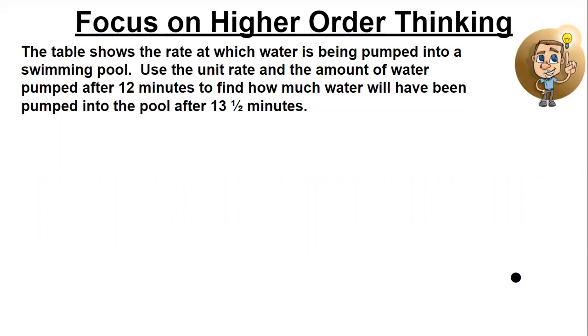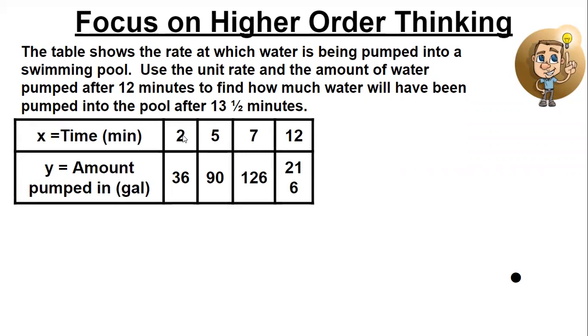Okay, the table shows the rate at which water is being pumped into a swimming pool. Use the unit rate and the amount of water pumped after 12 minutes to find how much water will have been pumped into the pool after 13.5 minutes. Let's bring up that table. There's our table. At 2 minutes, the amount pumped in is 36 gallons. At 5 minutes, 90 gallons is pumped into the pool. At 7 minutes, 126 gallons is pumped into the pool.